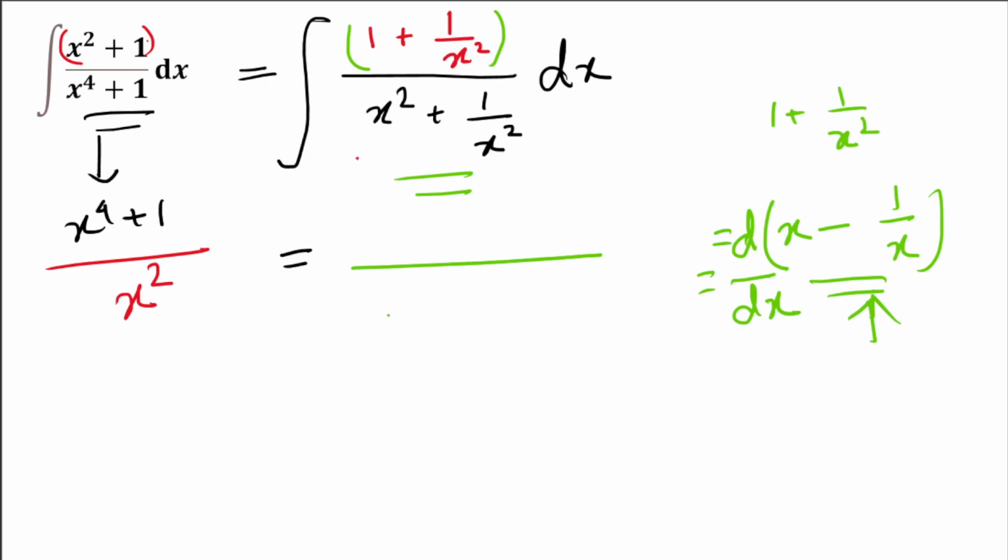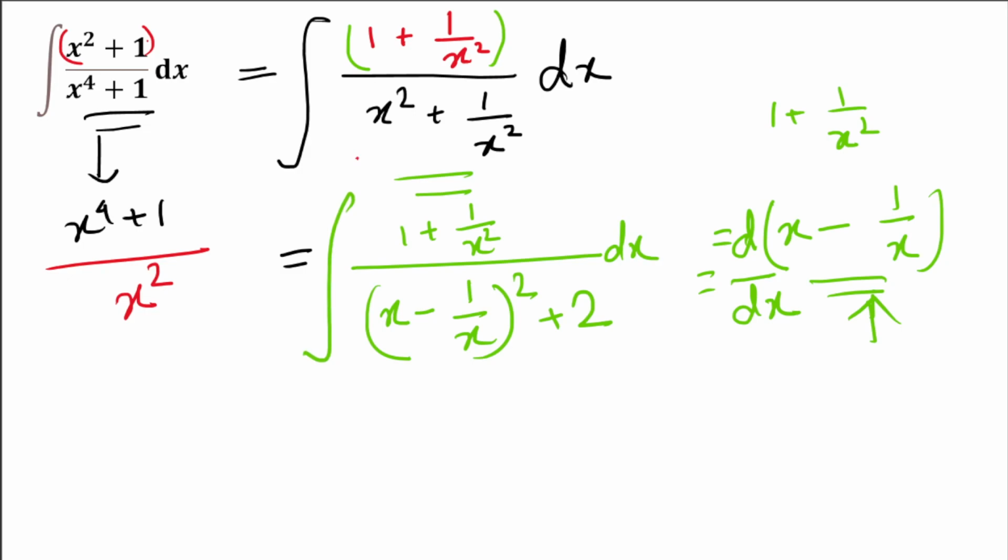Dx, isn't it correct? So we see this particular term, we can express this term in terms of this, right? So if you can do that, how will you do that? That is x minus 1 by x whole square plus 2, right? And here it is, as usual, we have this 1 plus 1 by x square dx, right?